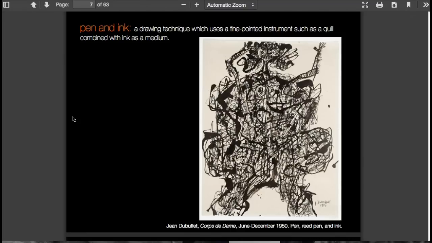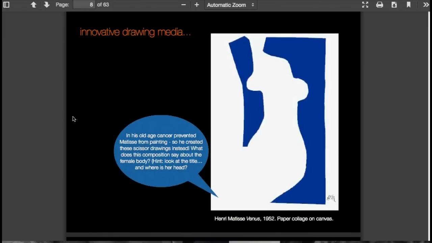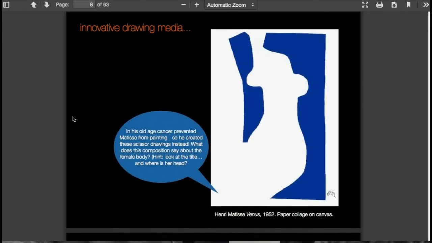There's a lot of influence here with some of the abstract expressionists and some of the work they were doing. And ladies, I want you to consider this representation and how you feel about the female body being represented in this way. Okay, and then we have innovative drawing media that can be several different things. The one example that I've brought in is Henri Matisse's scissor drawings, as we refer to them. And this one is titled Venus.